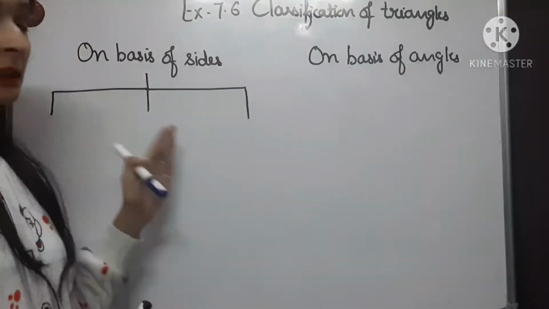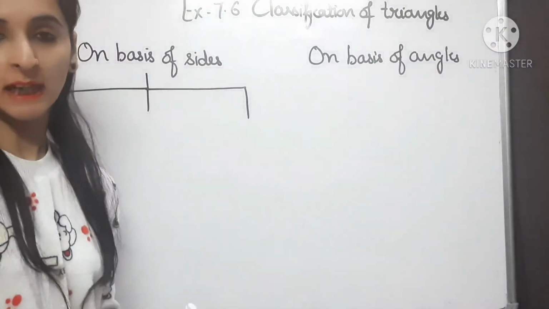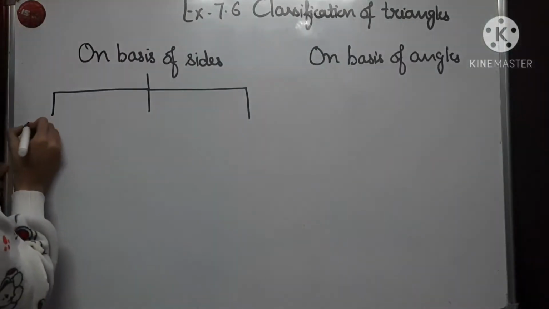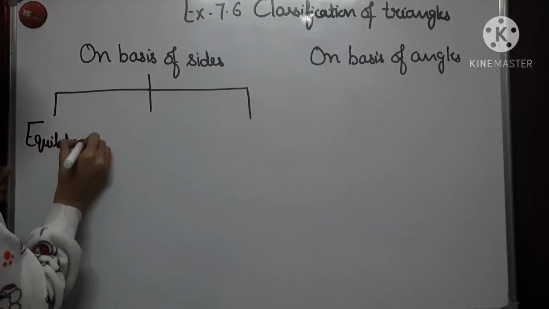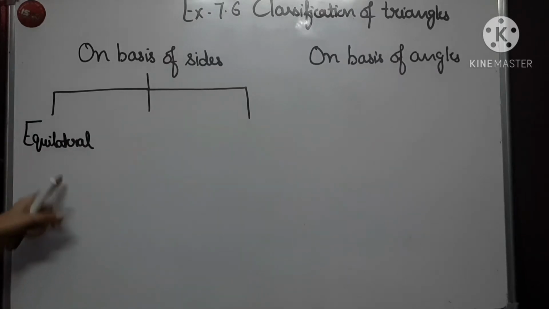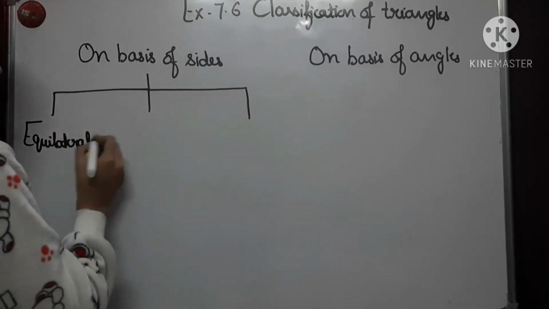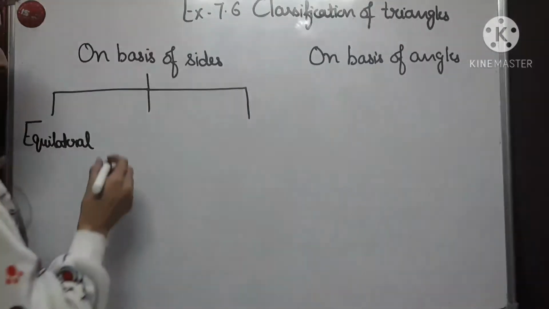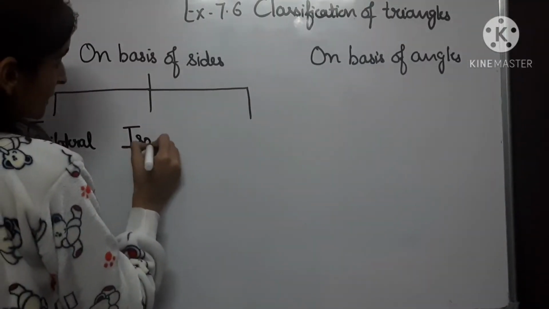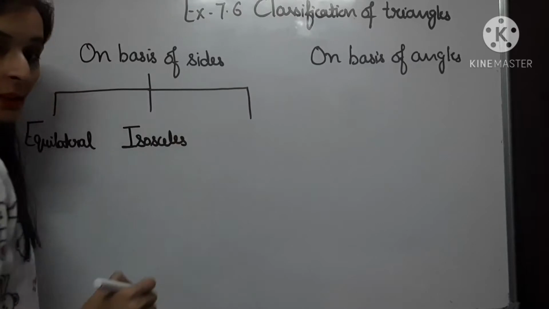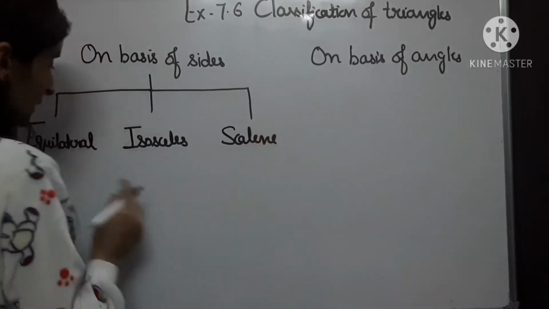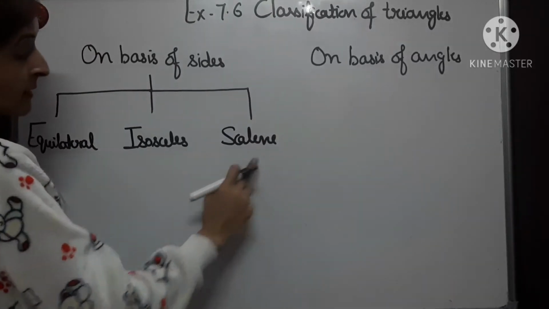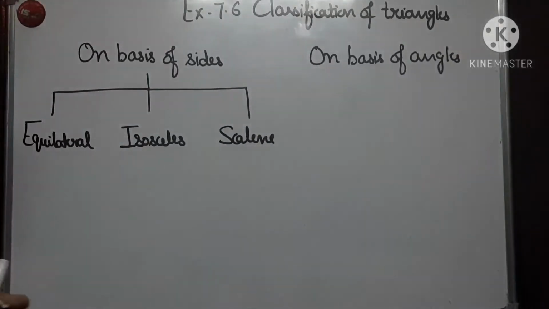So children, on the basis of sides, there are 3 types of triangles. First one is the equilateral triangle. Then after the equilateral triangle, we have the isosceles triangle. And after that we have the scalene triangle. Equilateral, isosceles and scalene. So these are the types of triangles on the basis of sides.